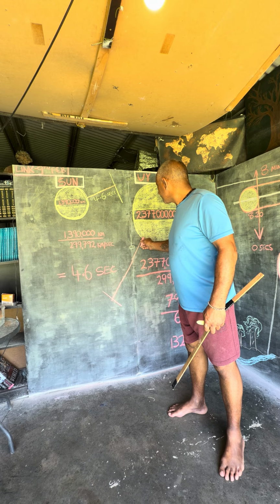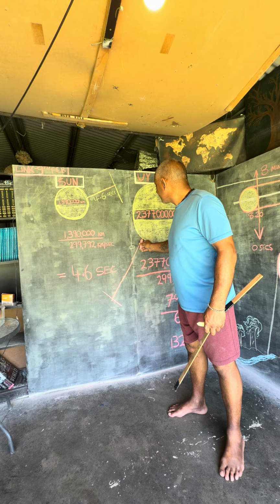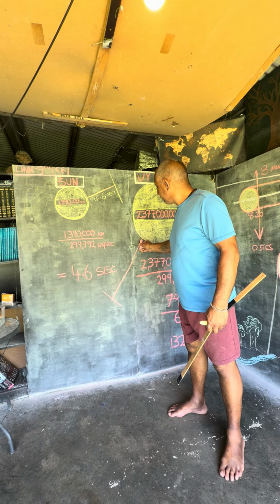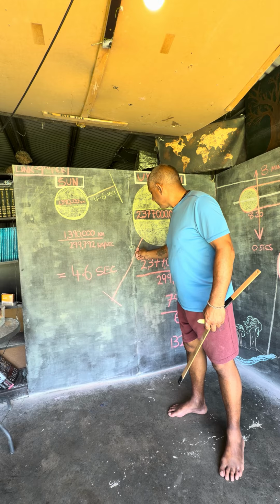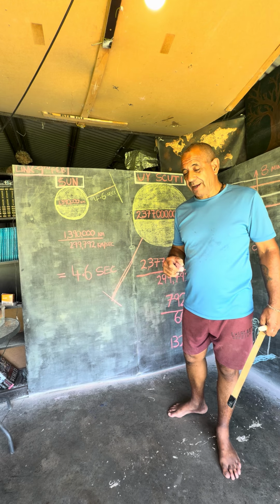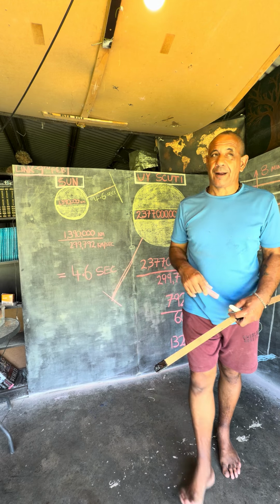3, 2, 1, go. That right there is probably too fast. It is. This is what it would be doing, folks. It would take 2 hours and 12 minutes to radiate its own light the distance of its own diameter.